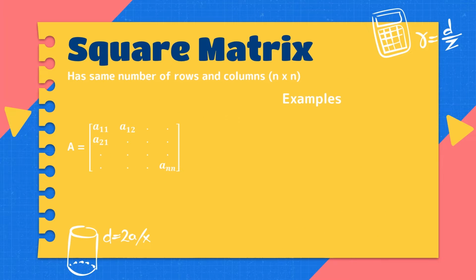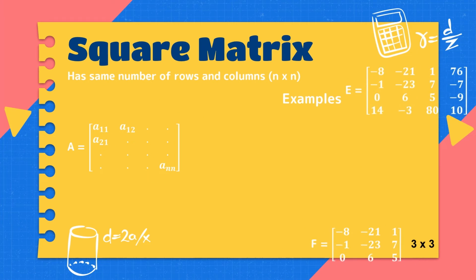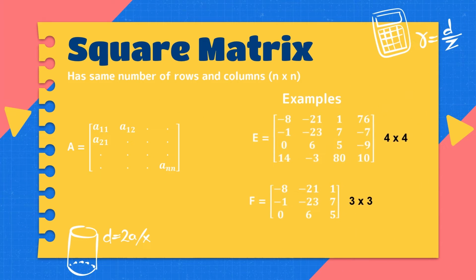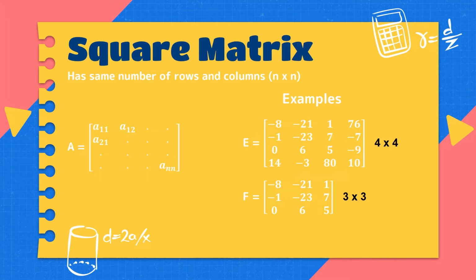A square matrix is a matrix where it has the same number of rows and columns. For example, matrix E has 4 rows and 4 columns, which results in a square matrix E with order 4 by 4. Same goes to matrix F, which has 3 rows and 3 columns.